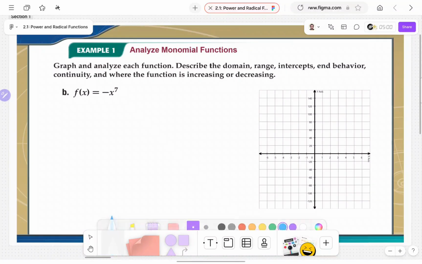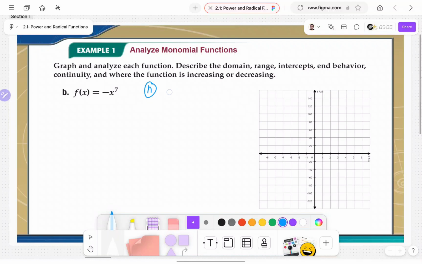Analyze monomial function. As you can see, look to the power. The power here is odd. N is odd. An odd function starts down and goes up. Okay, sorry, it's not like this. So it starts down and up. So this is the odd function, right? Now, look to the leading coefficient A. Is A positive or negative? A is negative, so it will start up and go down. So now it will start going up here, and from here it's going down. So this is the graph of negative x to the power of 7.